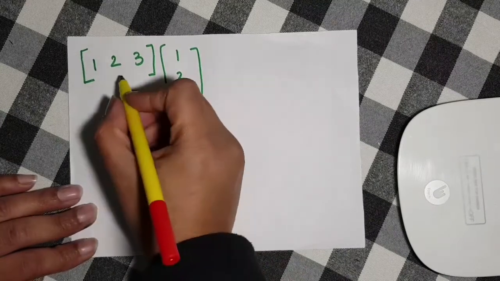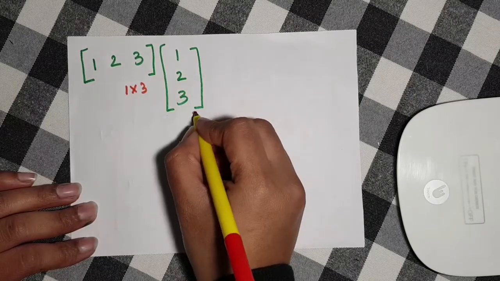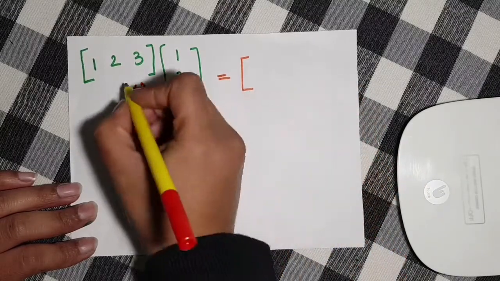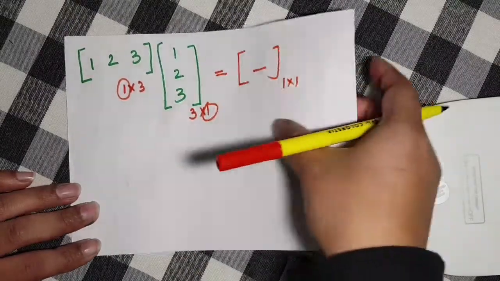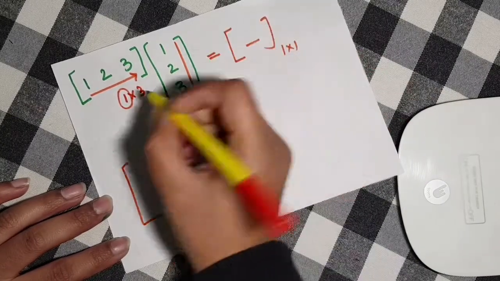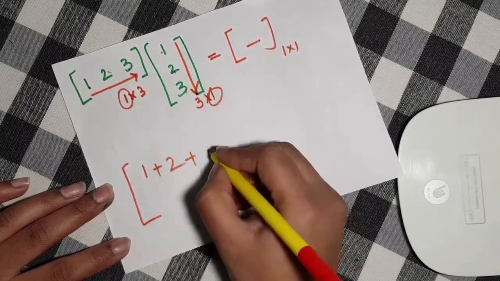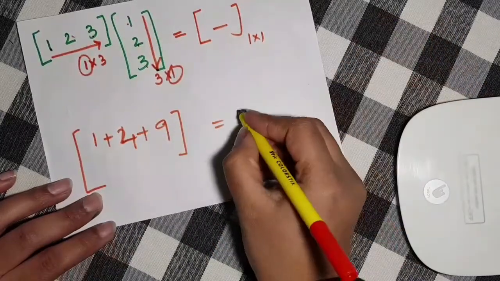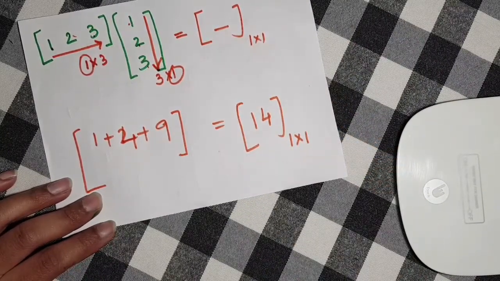The next example. The first matrix is of the order 1 row by 3 columns. The second one, 3 rows by 1 column. Therefore, the resultant matrix will be of the order 1 by 1. So, it will have only one element in the matrix. Let's solve the matrix. To solve, we multiply the elements of row 1 with column 1. Therefore, 1 1 is 1, plus 2 2 is 4, plus 3 3s is 9, and therefore the answer comes out to be 14. A 1 by 1 matrix with just one element.